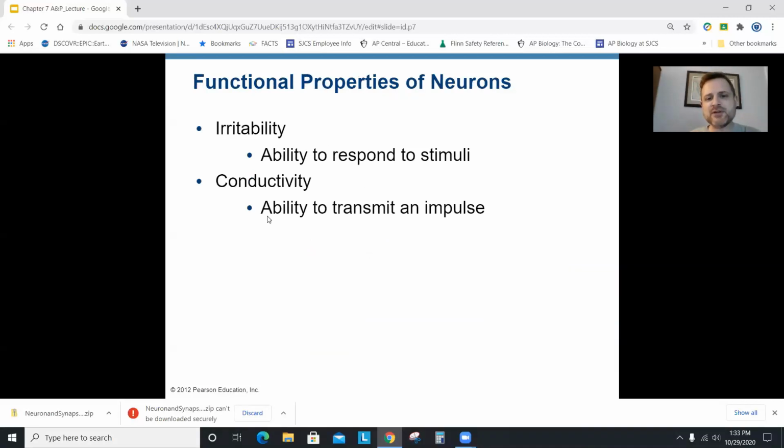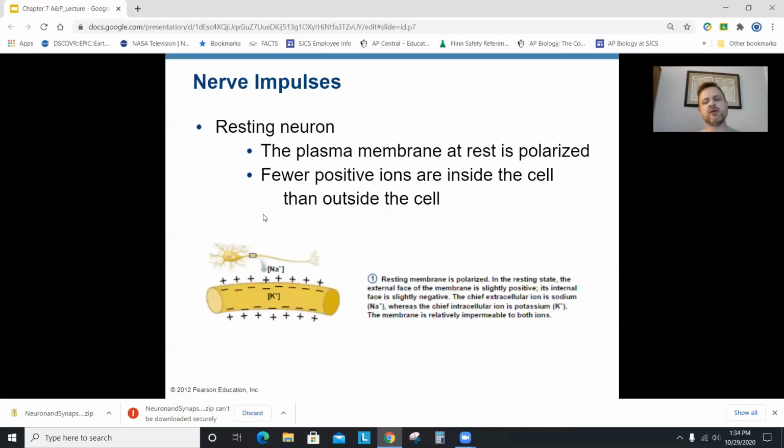So, functional properties of neurons. Now we're gonna switch gears and get into how neurons actually work. Neurons have irritability, which means they can respond to a stimulus, and they have conductivity, which means they can transmit a signal. You probably did this in 9th grade, so it may sound a little familiar. I want to go through how a neuron actually works.